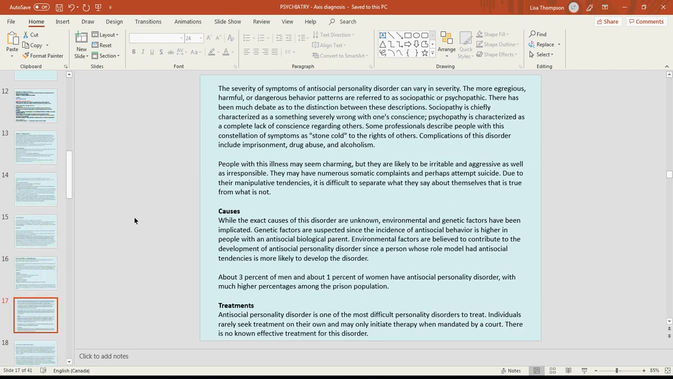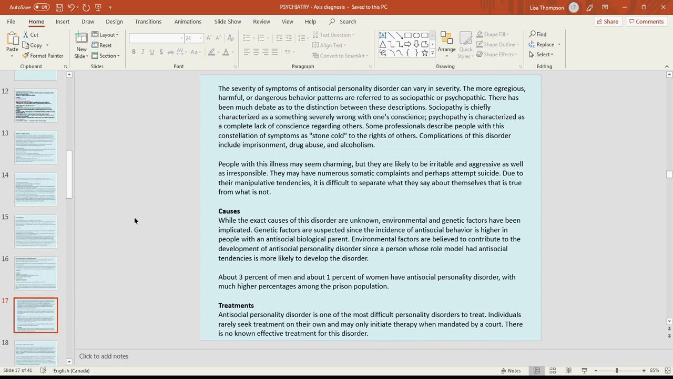The severity of symptoms of antisocial personality disorder can vary. The more egregious, harmful, or dangerous behavior patterns are referred to as sociopathic or psychopathic. There has been much debate as to the distinction between these descriptors or descriptions.